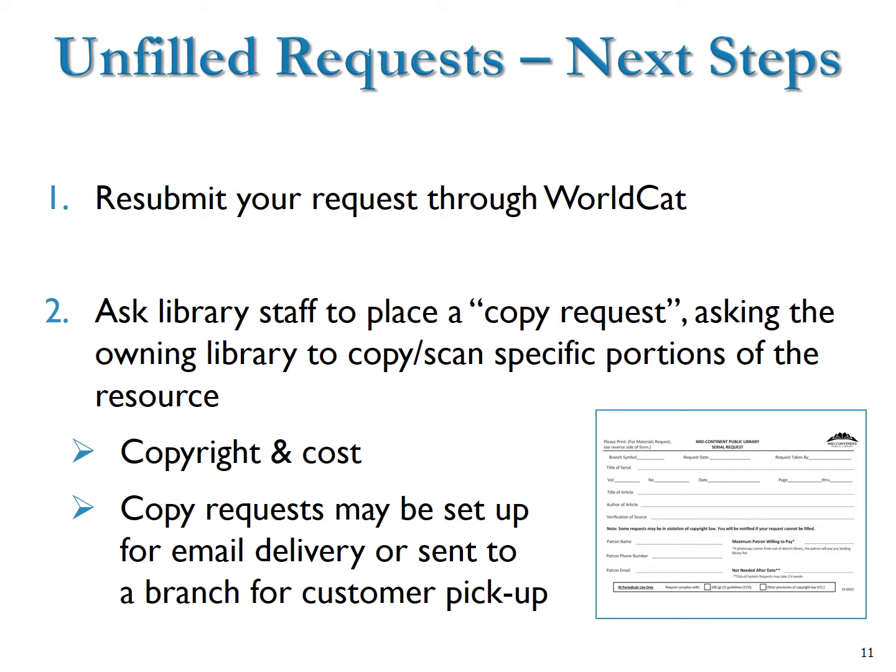Even if your initial request does go unfilled, you still have options. Option number 1. You can opt to resubmit your request through Worldcat, either on your own or with library staff assistance. Option number 2. You can ask library staff to submit a copy request, asking for photocopies or scans of specific portions of the resource. For example, you could request copies of the title page and any pages that include the name of an ancestor within the publication.